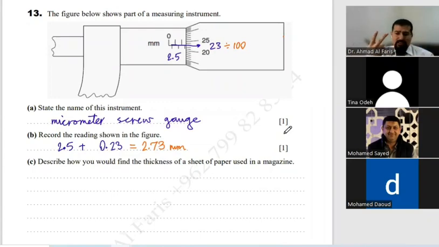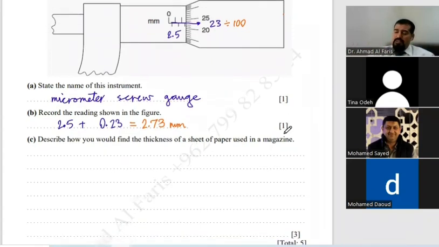But here I will get only 2 marks. Sometimes they put this question as 4 or 3 marks like this one. So what do I need here? It's an instrument that I will use to measure. So what do I need to say here? Bravo, I need to check the zero error. So first, check the zero error.